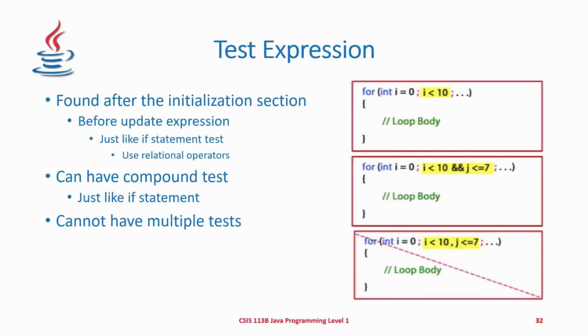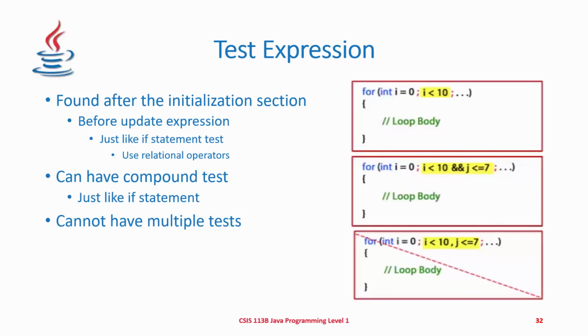The test expression, the Boolean test expression, is found after the initialization section, separated by a semicolon. It's before the update expression. It's just like an if statement test. We're doing a Boolean evaluation of the expression, so we can use any kind of relational operators in there. We can have a compound test using logical operators.